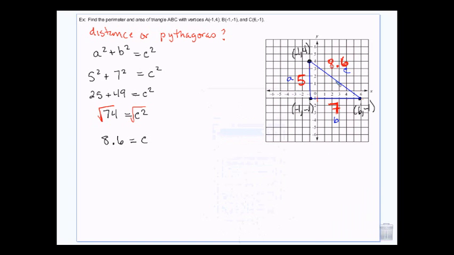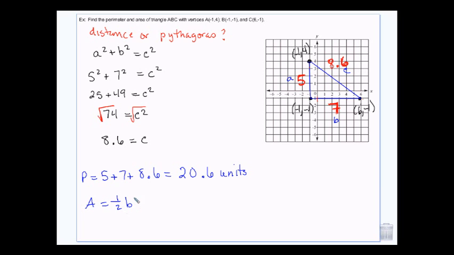What do we find the area? Well, that's to find the side lengths. I'll need to do the same thing if I'm finding the area also. So now the perimeter is 5 plus 7 plus 8.6, so that's 20.6.